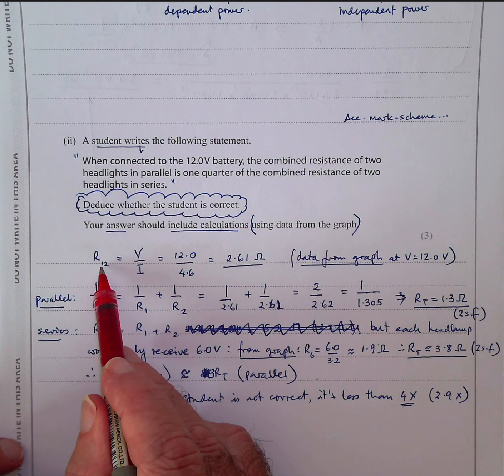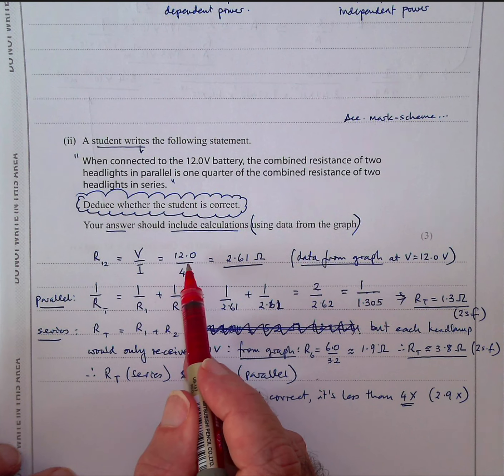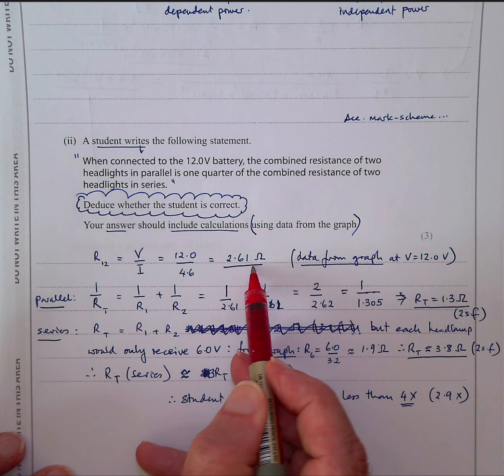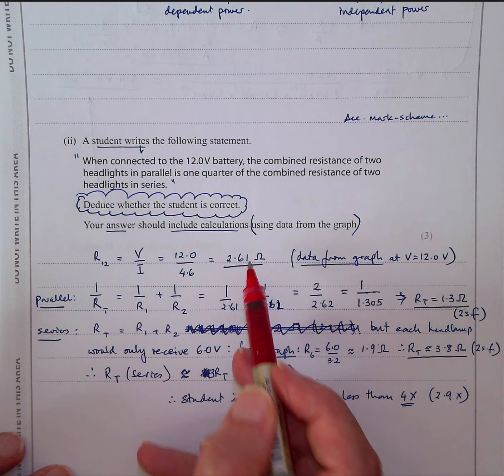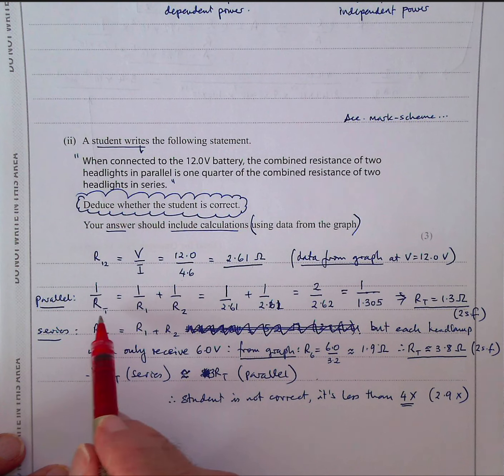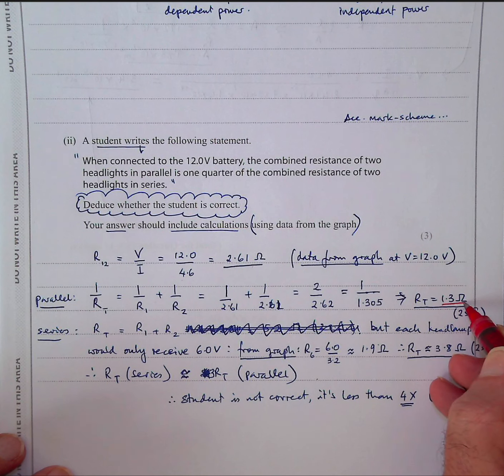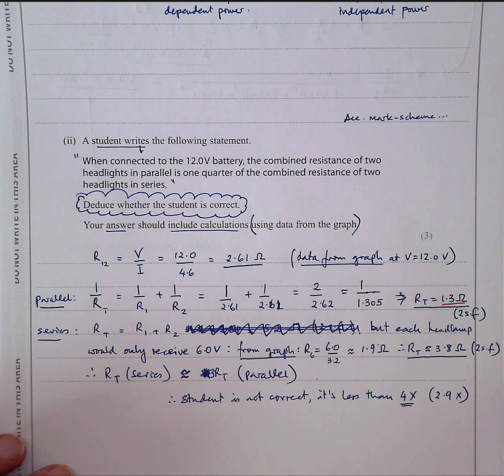So you take the resistance at 12 volts from the graph. The value at 12 volts gives you a current of 4.6. You can work out the resistance at 12 volts. Do the resistors in parallel. You put them in at 2 significant figures. You'll see the total resistance in parallel gives you 1.3 ohms. So we now know half of what the student is saying. There's 1.3 ohms for a parallel.